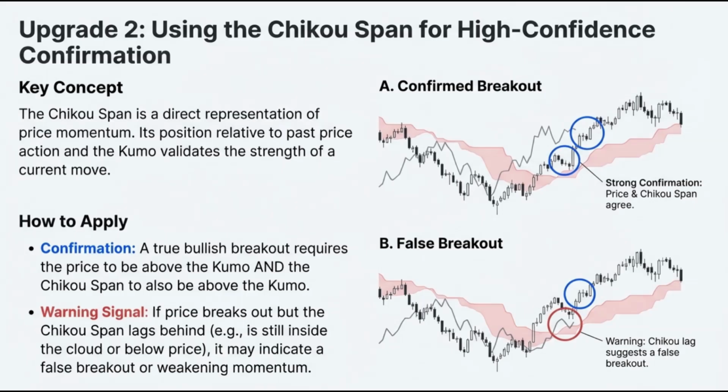Okay, so that's the future projection. Let's bring it back to the present with the Chikou span. As you said, the lagging span gets ignored. Why is a line plotted in the past so important?